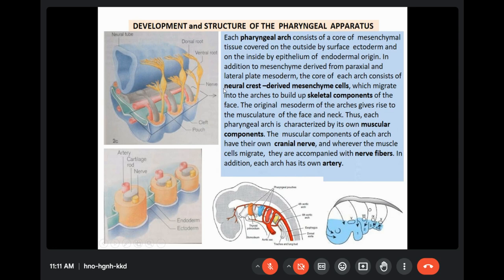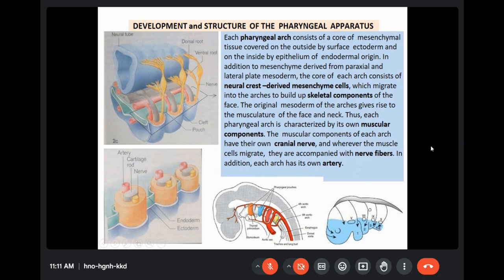Neural crest derived mesenchyme will make the skeletal components of the face, so neuromesenchyme will make the bone tissue, the cartilage tissue, and most of the connective tissue of the face of the embryo. And the mesoderm, the myotomes of somites, will give rise to the musculature of the face and the neck. So myotome will make the skeletal muscle of the face of the embryo.